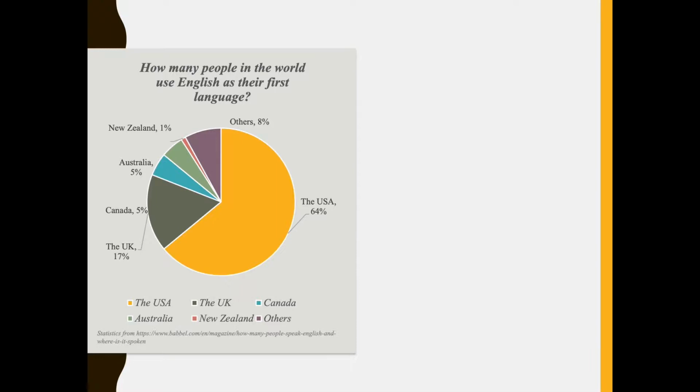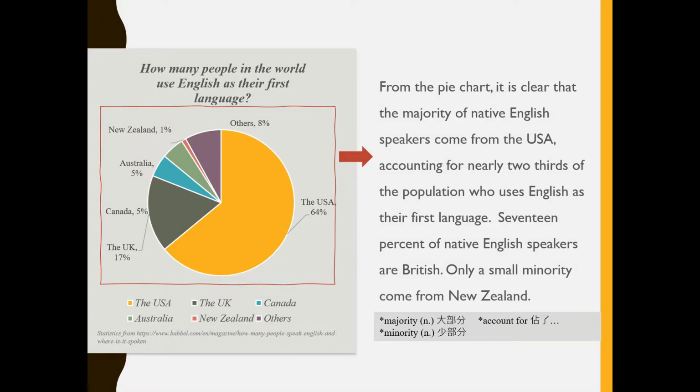From the pie chart, it is clear that the majority of native English speakers come from the USA, accounting for nearly 2/3 of the population who uses English as their first language. 17% of native English speakers are British. Only a small minority comes from New Zealand.